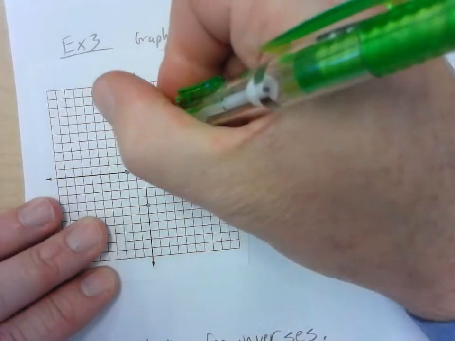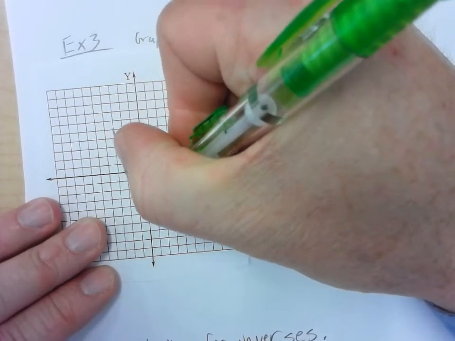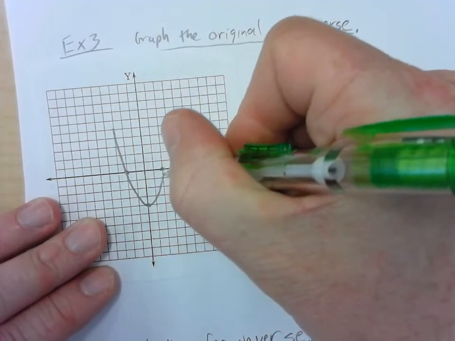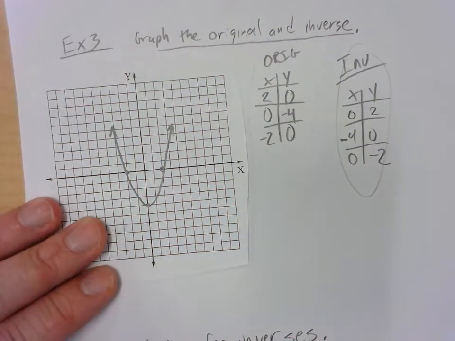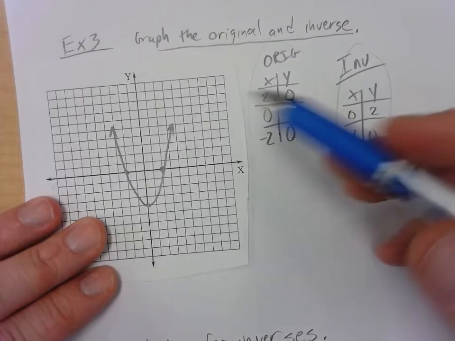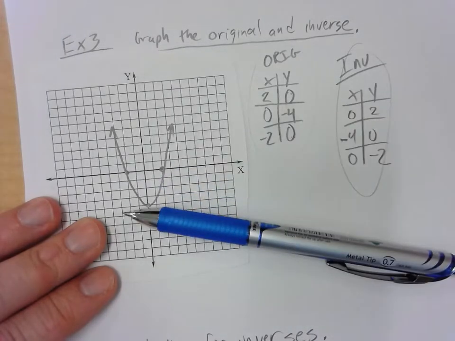And I'm going to make myself a parabola. This parabola is right side up, it's a happy parabola. Missed the point there a little bit, just make the dot a little bigger. And then now the inverse. The inverse I'm going to make in a different color. I'll do blue. Blue pen. Kind of hard to see. There, you can see it better.